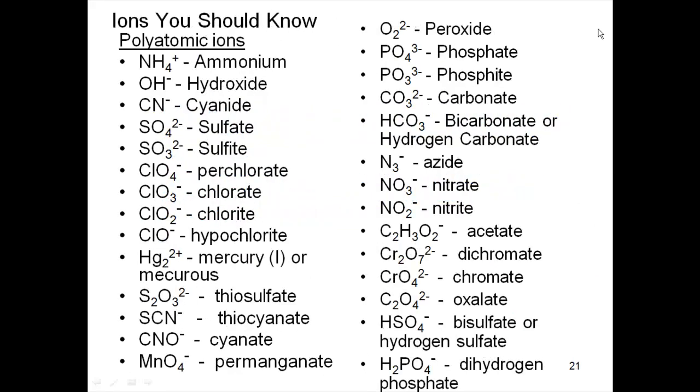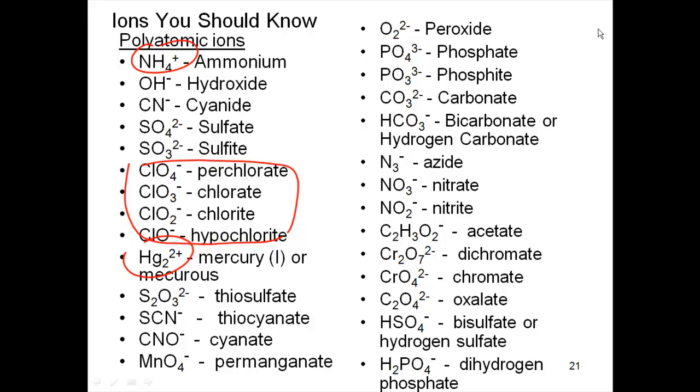Here's your list of polyatomics you should be familiar with. Most of them are anions. There's only a couple of cations, one being ammonium, that's an important one, and mercurous or mercury 1. Okay, here's that set of perchlorate, chlorate, chlorite, hypochlorite.